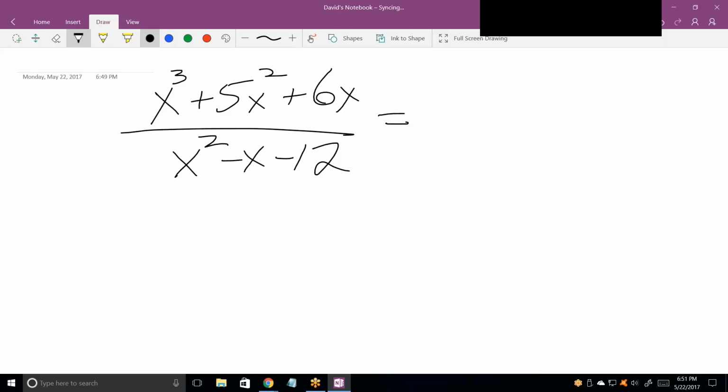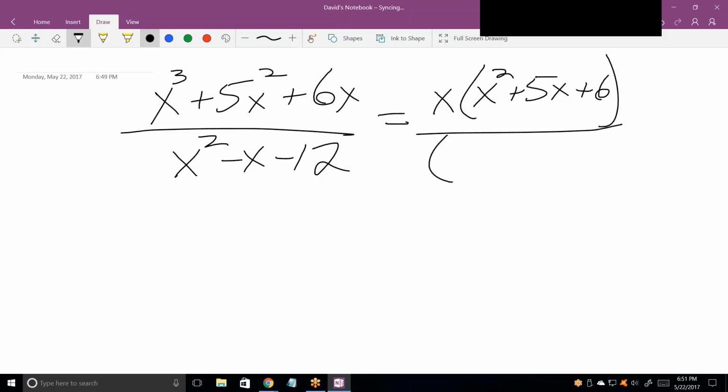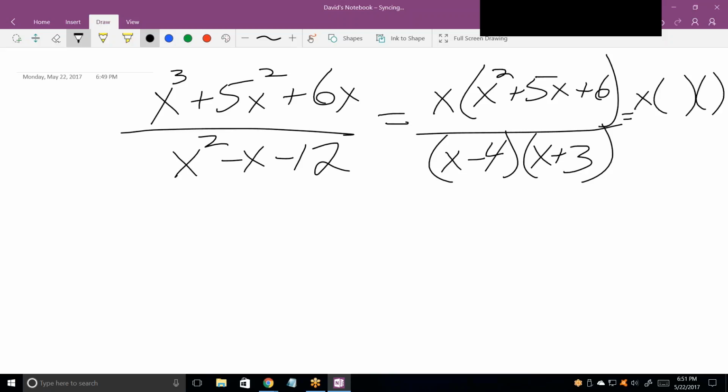Always start with greatest common factor and then go from there. x times (x squared plus 5x plus 6). Factor the denominator. x minus 4 times x plus 3, sorry. Okay. Now factor the numerator further. So it's x times (x plus 2) times (x plus 3).